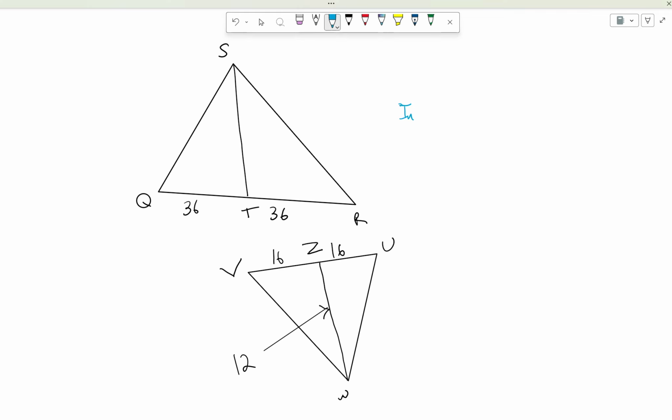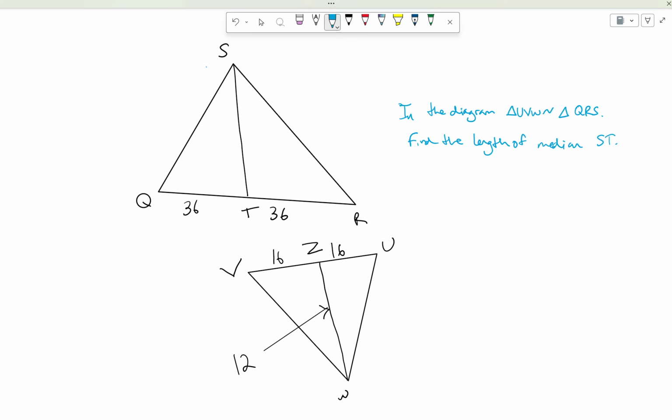Okay, so here's your given directions. In the diagram, triangle UVW is similar to triangle QRS. That's given. So we're going to find the length of ST. Now what type of line is ST? Think about this. ST goes from a vertex to the opposite side and it bisects it. These two are congruent. When you do that, it's a special type of line which is called the median. You guys remember that from the first semester.